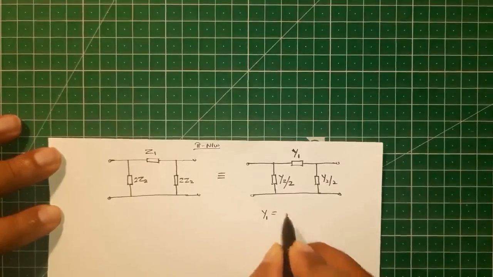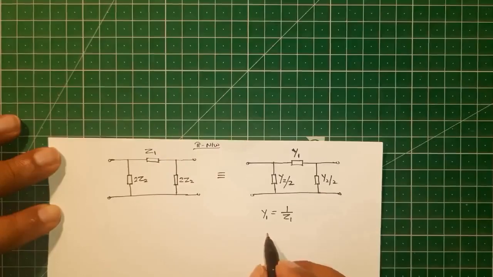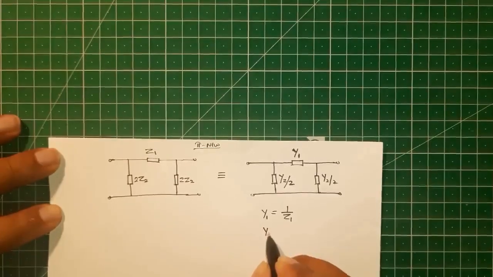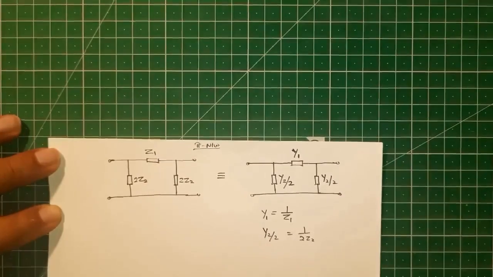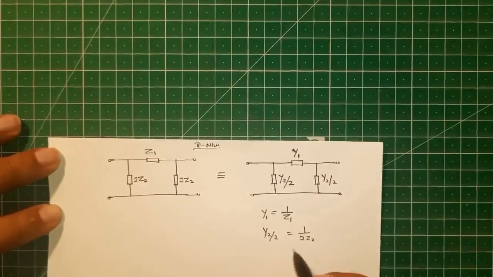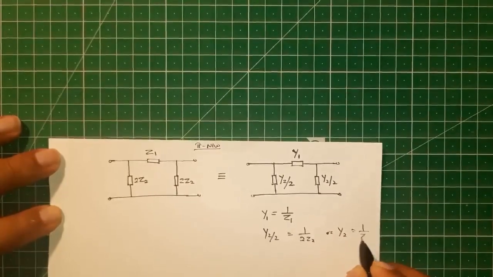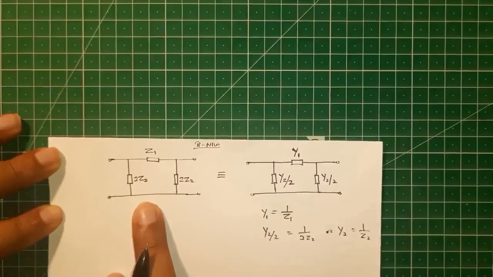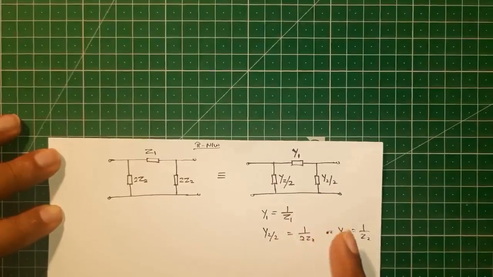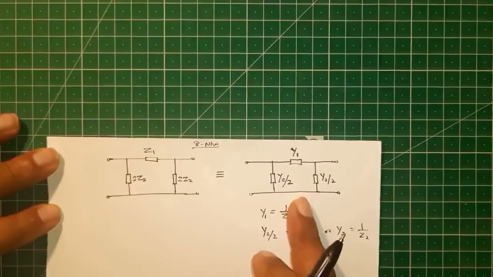Y1 is equal to 1 by Z1, and Y2 by 2 is 1 by 2Z2. If we cancel out 2 here, we will get Y2 equal to 1 by Z2. So this is the relationship between the impedance network and the admittance network. Only thing, here we represent the values as impedance, and here we represent the values as admittance.